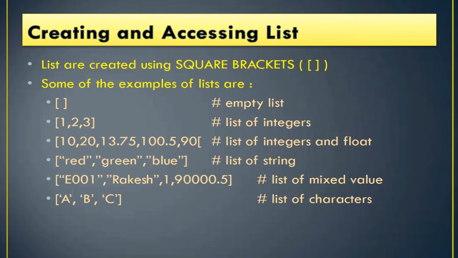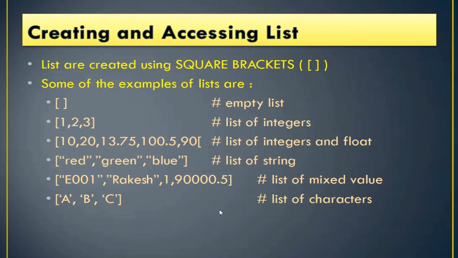String is quoted under which? Double quotes. Okay, next E001, Rakesh, 1, 9000.5. You can see that this one and this one are string type, the one is integer type, and this one is float type. So this is the list of mixed values. Next A, B, C, quoted in single quotes, so this is a list of characters. One thing you should remember, that a character is enclosed under single quotes, and under double quotes it is a string.